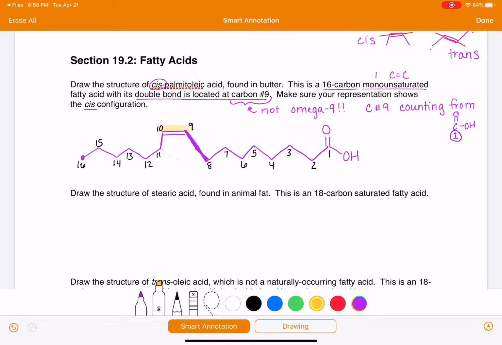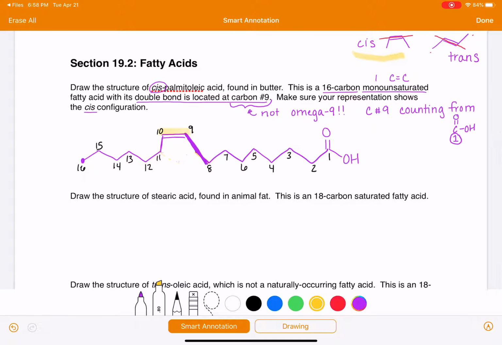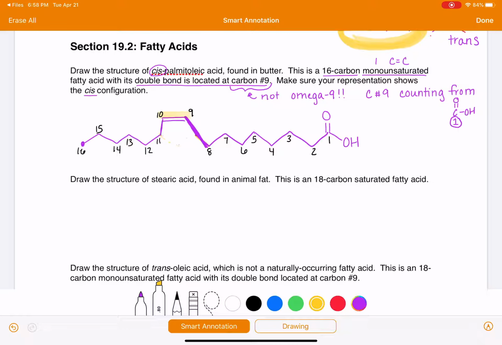And I have now drawn it in a cis configuration, so it's consistent with what the problem is asking me to draw. Let's see if my next one looks better.